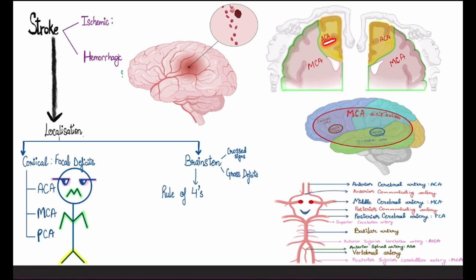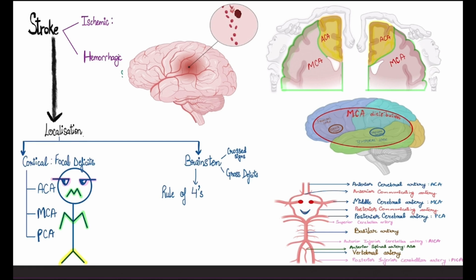So, that's about ACA. So, ACA will cause contralateral paralysis and sensory loss in the lower limb. MCA, in the upper limb and the face, there will be motor and sensory loss along with the speech areas, Broca and Wernicke being affected, leading to aphasia. Now the last one is the PCA. Now PCA supplies the occipital lobe where we have our vision center. So there is going to be contralateral hemianopia with macular sparing for PCA.